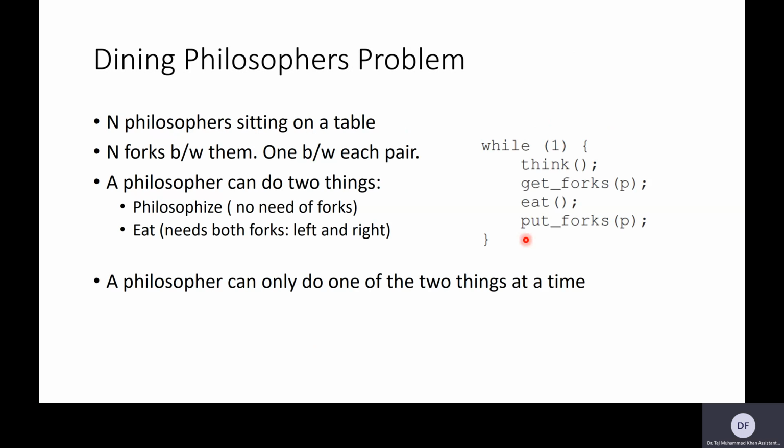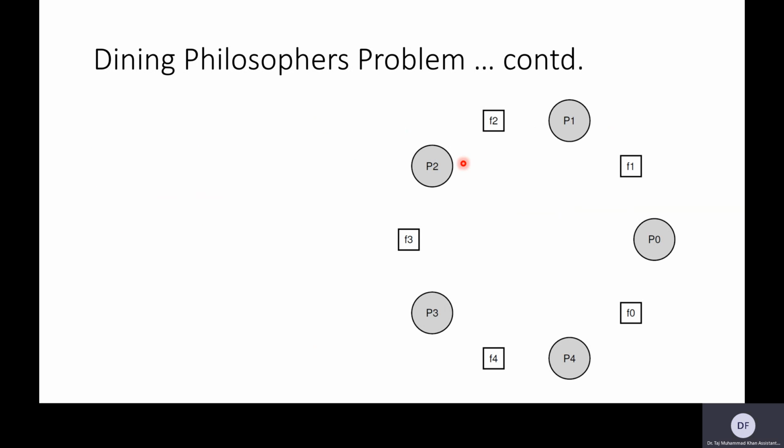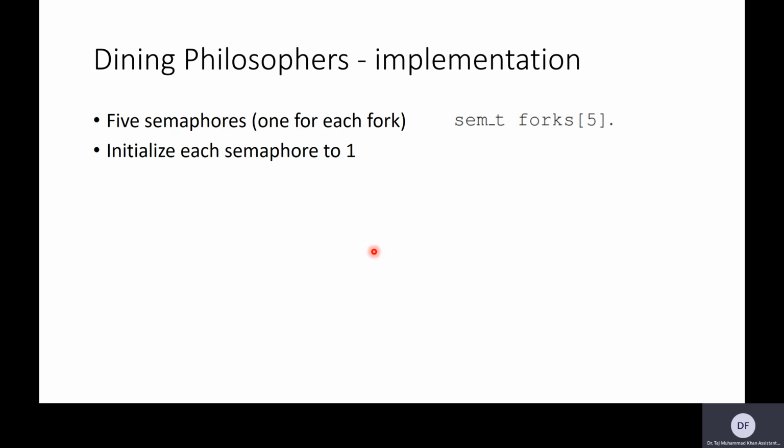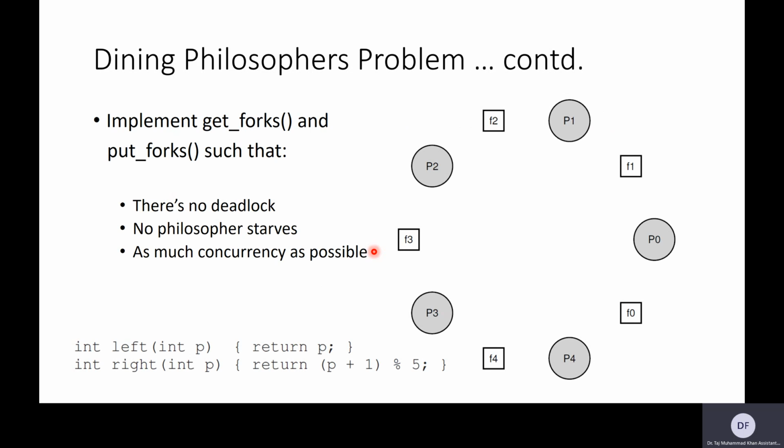And this is the picture. Any philosopher that wants to eat will first have to acquire the left and the right fork. Is there any possibility of a deadlock in this implementation? Go back to this picture and think about it. Is there any possible scenario in which there is a deadlock in this implementation of the Dining Philosophers problem?